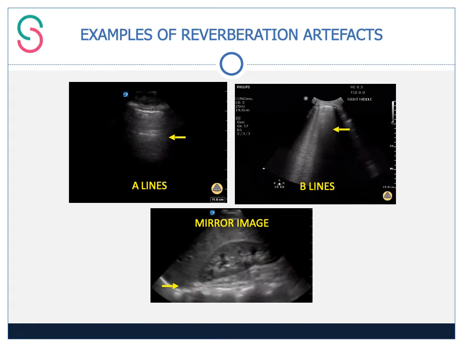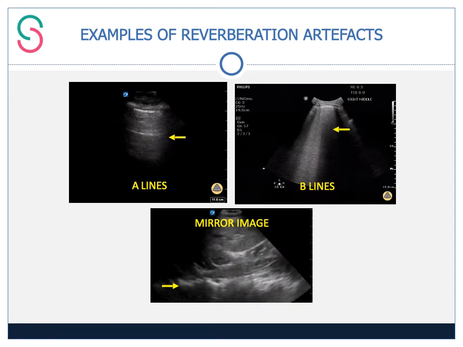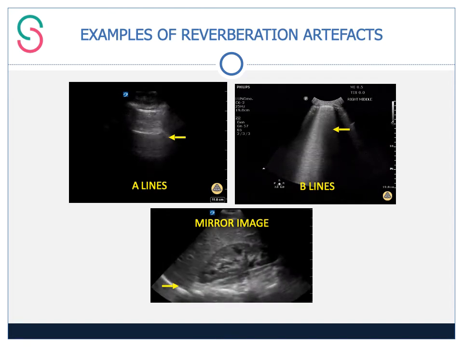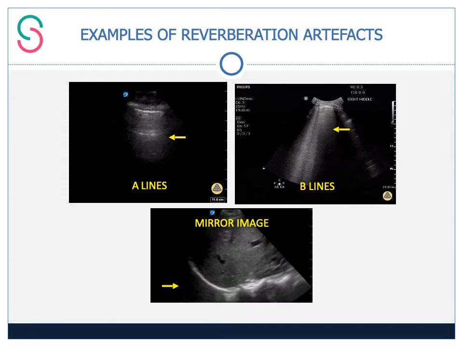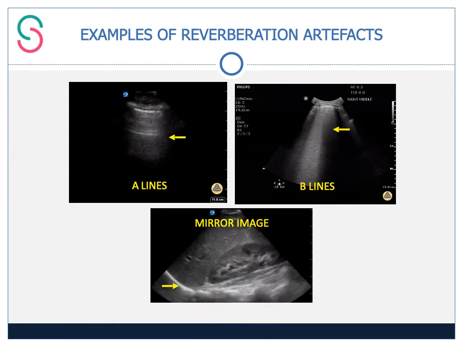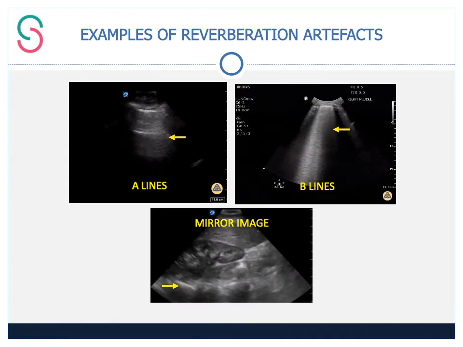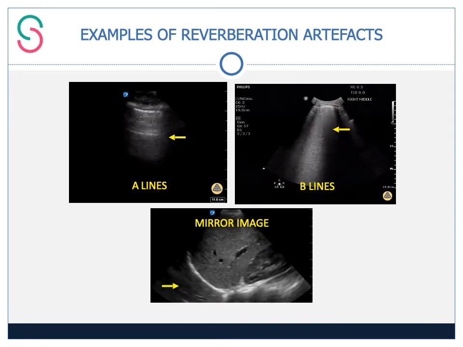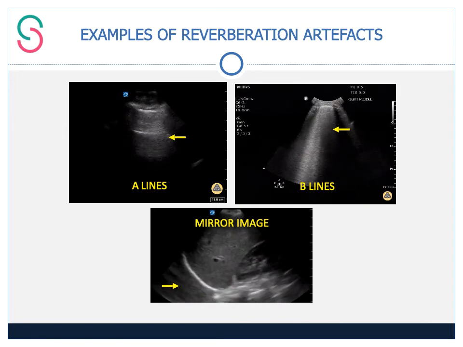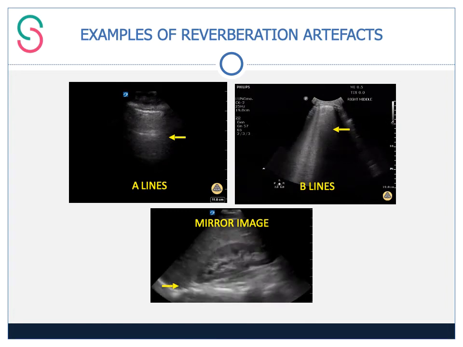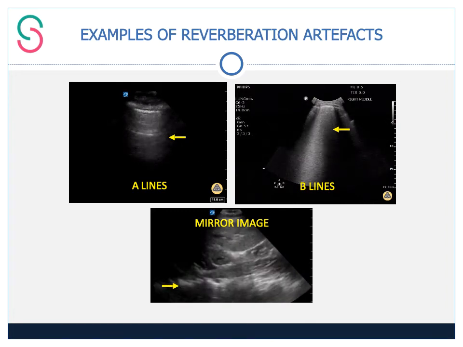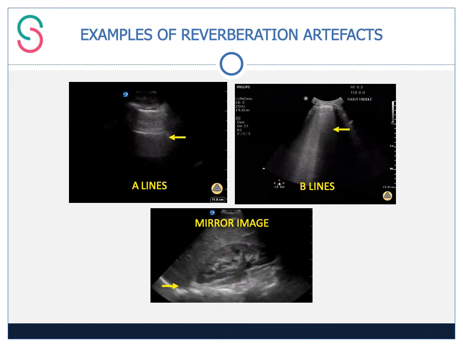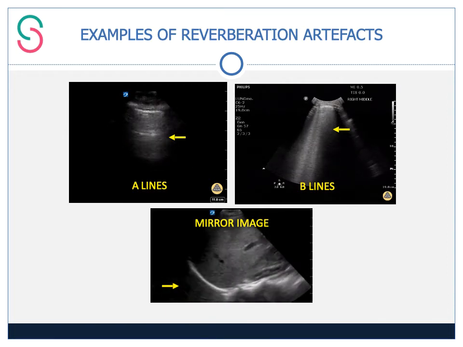And of course, then there's the mirror image artifact, which is another type of reverberation artifact, typically involving the diaphragm, where, for example, in the bottom image, you can see to the left of the diaphragm, there's an attenuation very similar to liver. So it almost looks like lung consolidation or liver to the left of the diaphragm, but this is simply an artifact and doesn't reflect any pathology.